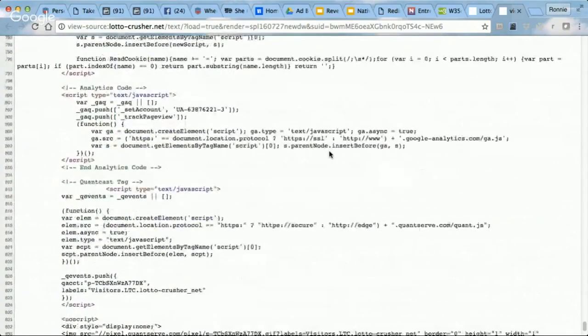I look, oh, they're using Google Analytics. You know what? I'm not using Google Analytics on my affiliate site. Maybe that's a good idea because these guys are using it. Ooh, that's interesting. This is their code, UA63876221. Maybe I'll save that somewhere because maybe I can piece together what other sites they're advertising on.